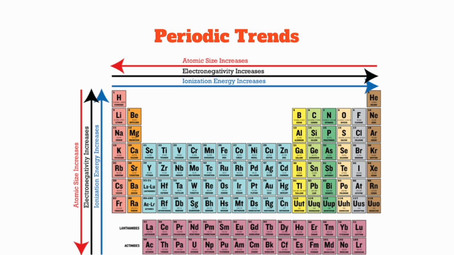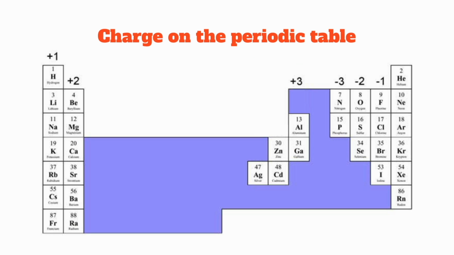As you move right across the period, the atomic radius decreases, and as you move down the group, the atomic radius increases. The electronegativity and ionization energy increase as you go across the period and decrease going down the group. The first group has a +1 charge and the second group has a +2 charge. Skipping over the D block, the next group has +3, and then -3, -2, -1.